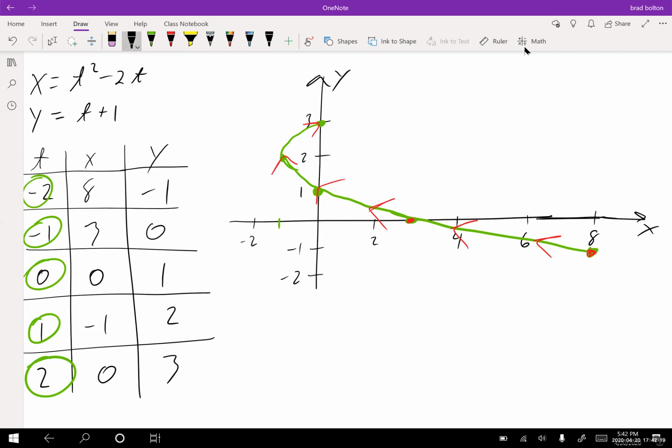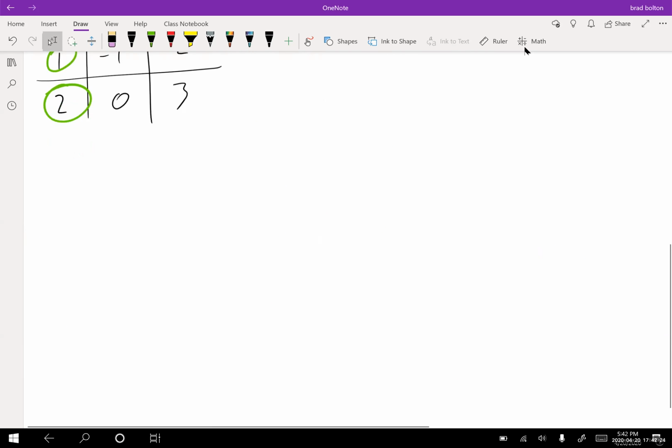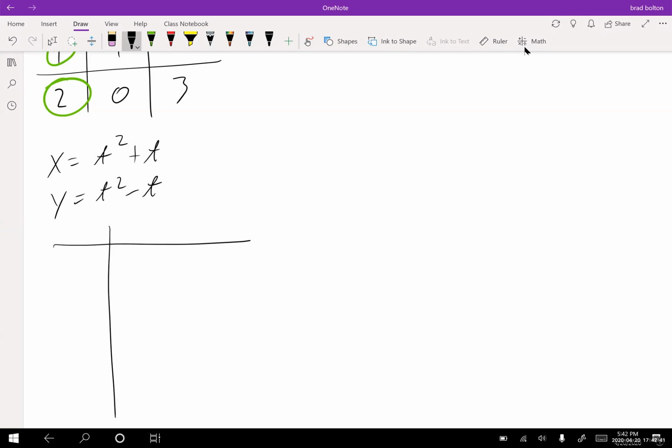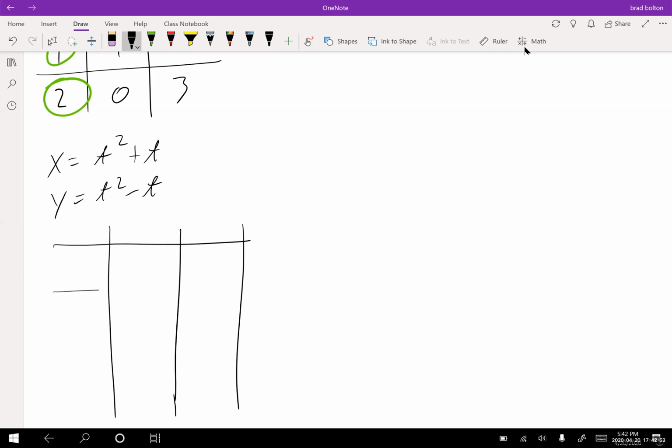So let's look at another problem. Let me have you work on this one. Try x equals t squared plus t and y equals t squared minus t. So draw your little table. So this is my t, this is my x, this is my y.